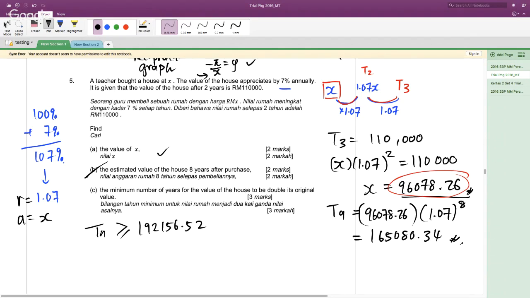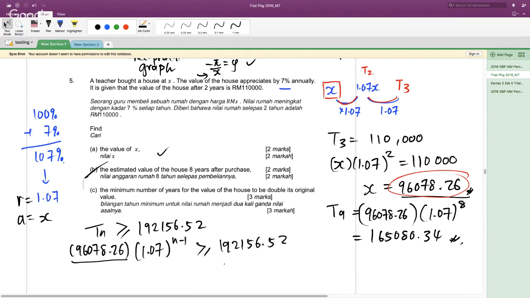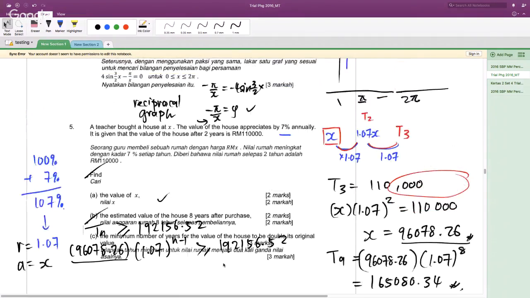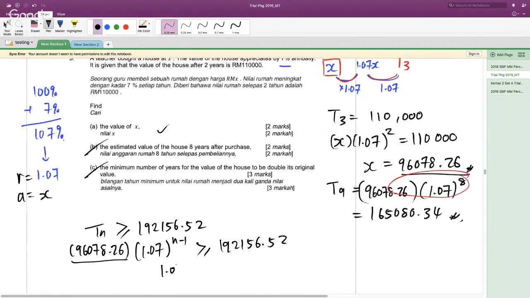So you will get 192156.52. All right, so for Tn, we know the formula: Tn equals A R^(N minus 1). My A is 96078.26, R is 1.07, and the power N minus 1 is bigger than or equal to 192156.52. This one is the original price, and this is double of it. So if I move this one to the other side, it becomes 2. So I get 1.07^(N minus 1) bigger than or equal to 2, because you just use this number divided by this number, you will easily get 2.